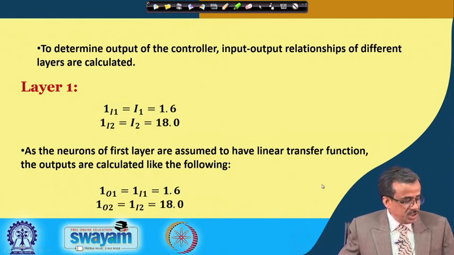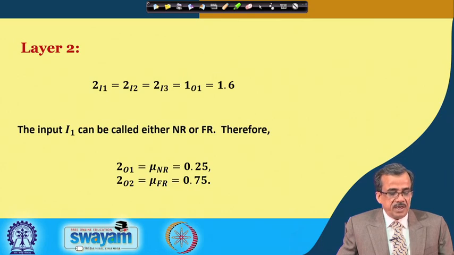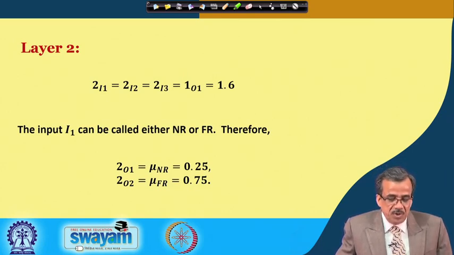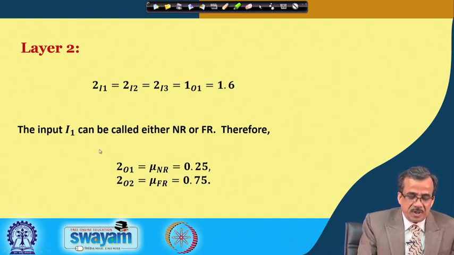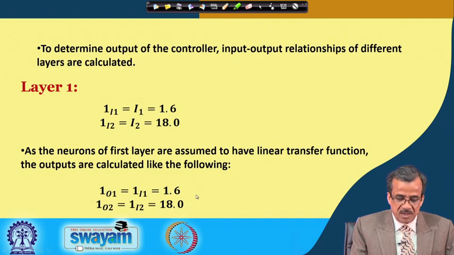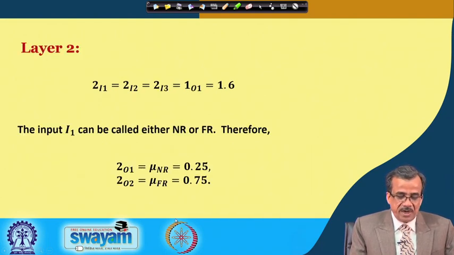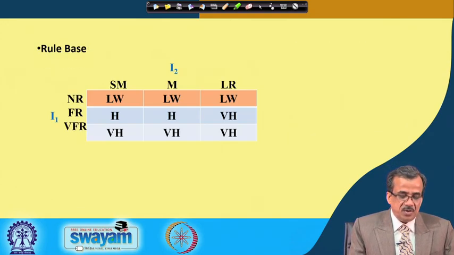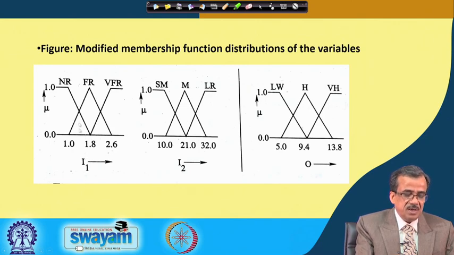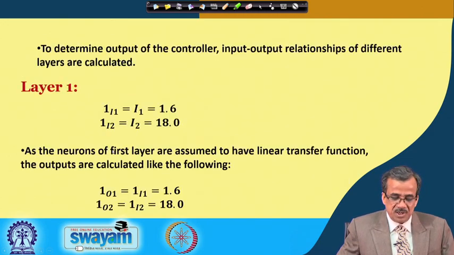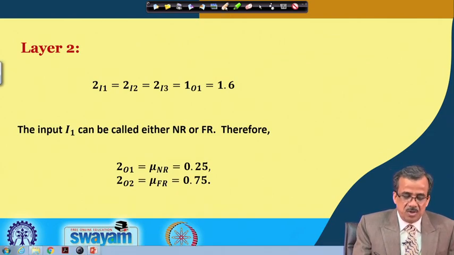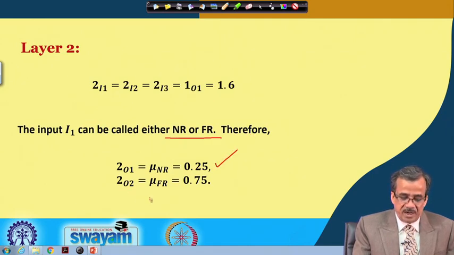Now, once you have got this output, what we do is try to find out what should be the mu value. I 1 is 1.6 and I 2 was 18.0. Corresponding to this 1.6, if I draw it here, we can see that it could be near or it could be far. So there are two possibilities. Corresponding to this I 1, it can be called either near or far. It can be called near with a membership function value of 0.25, and far with another membership function value of 0.75.